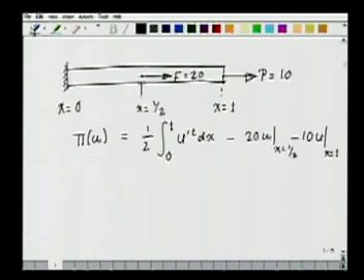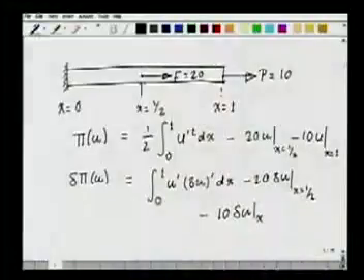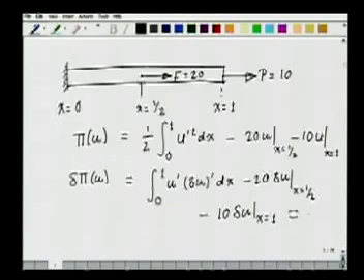So if I take the first variation of this pi, this will be equal to integral 0 to 1 u prime variation of u prime dx minus 20 variation of u at x equal to half minus 10 variation of u evaluated at x equal to 1. This whole thing is equal to 0.